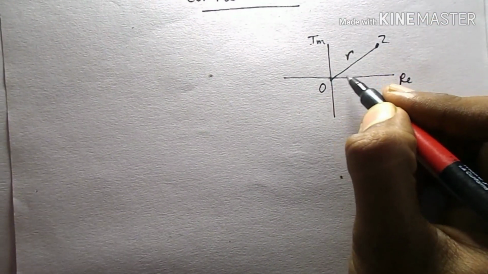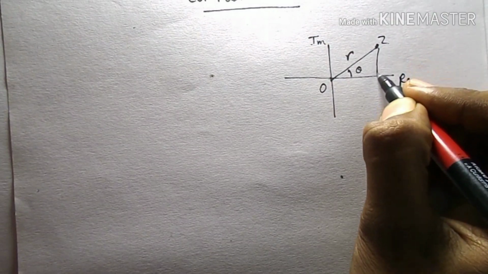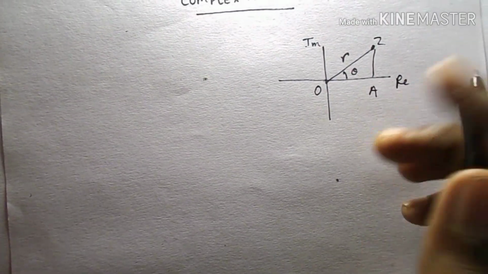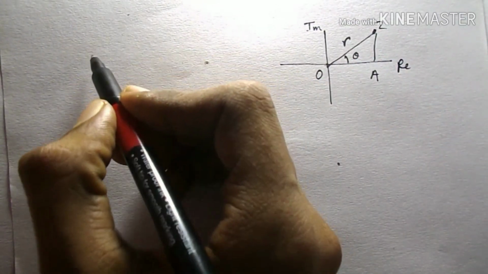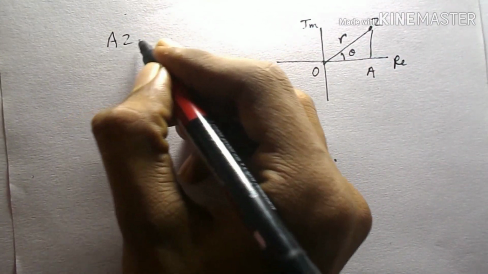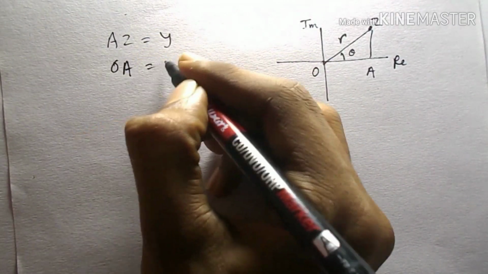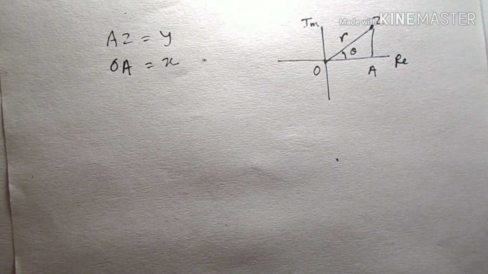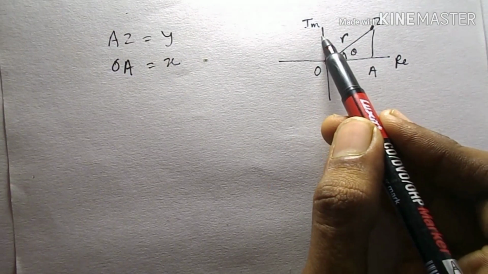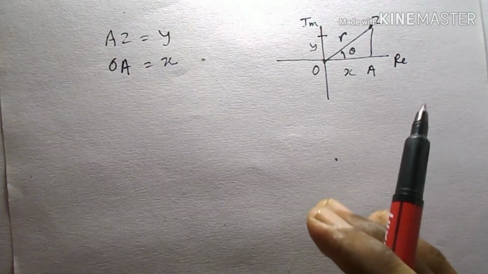Now the amplitude is the angle made by this line OZ with the real axis. So we can say first of all that AZ equals the y component and OA equals the x component. AZ equals the y component because it corresponds to a length on the y axis, so this is y, and OA equals the x component.